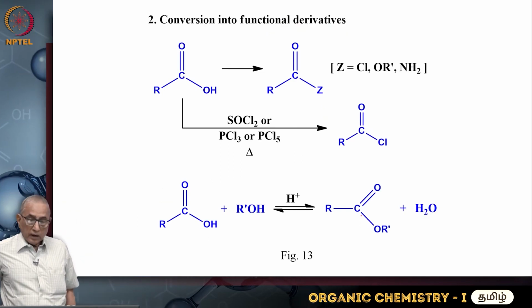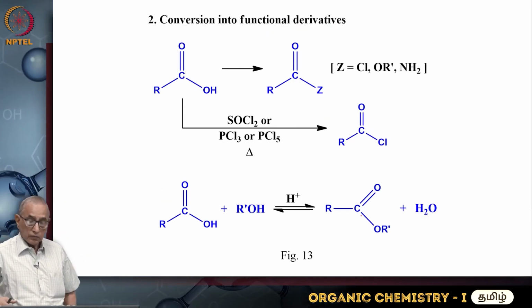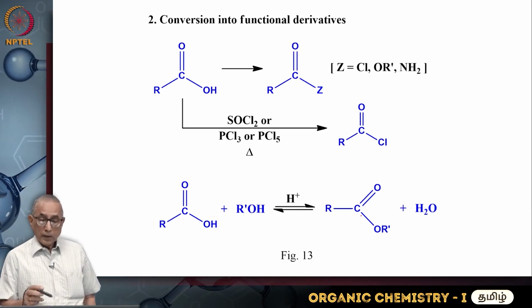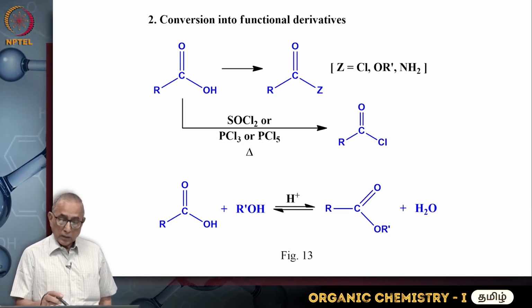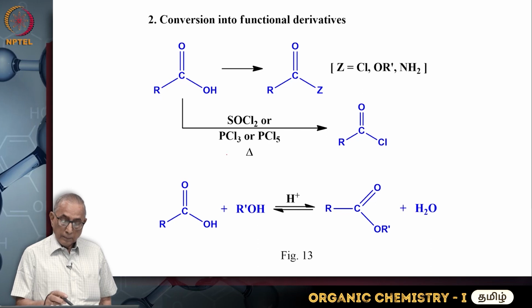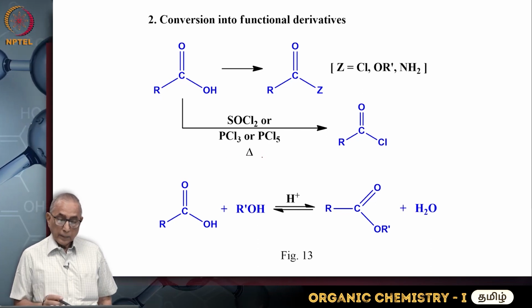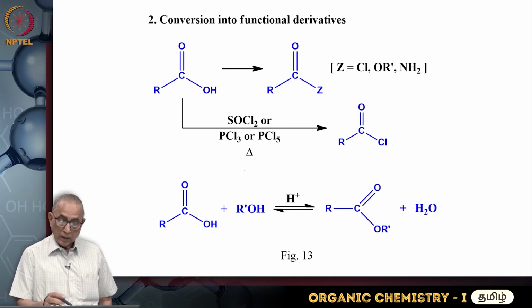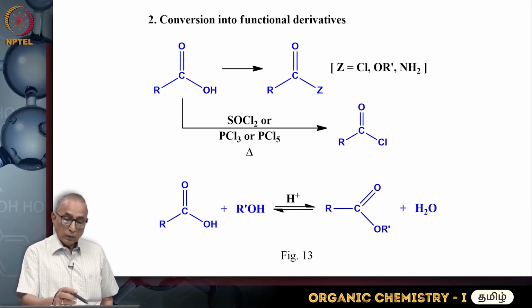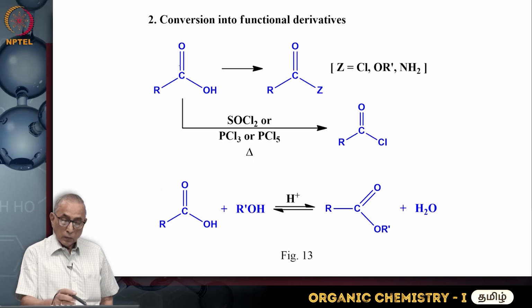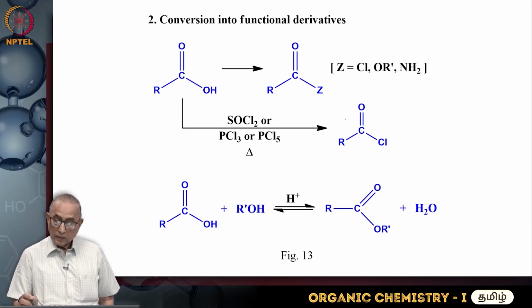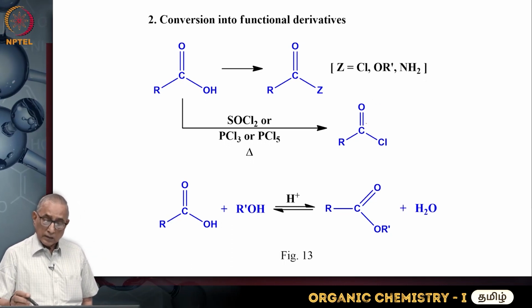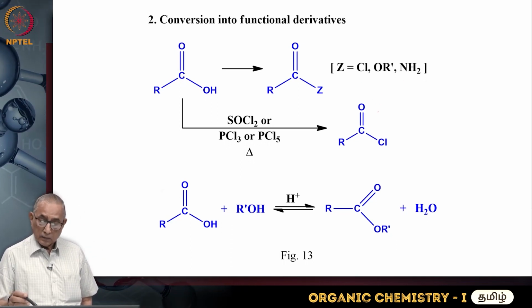Conversion into functional derivatives. We will study these functional derivatives a little later. The RCOOH, if you react it with SOCl2 or PCl3 or PCl5, any one of these powerful chlorinating agents, it will convert COOH into COCl. This is the compound. By a suitable reagent, when reacted with various reagents, it can form other derivatives.